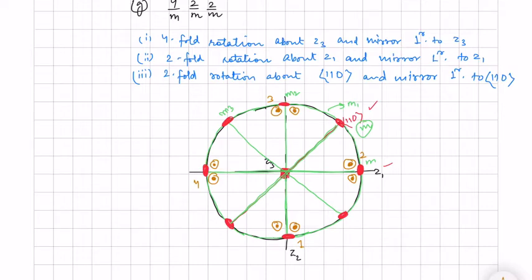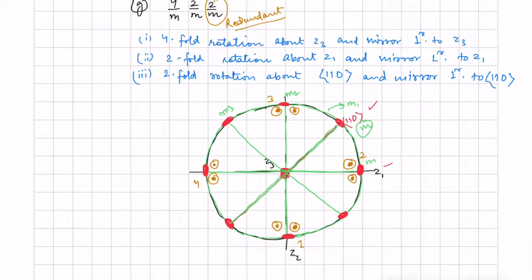Now, you see the rest of the mirrors and rotations are redundant. So, this is basically completely redundant because they add no more points. If you see, they are consistent with the other rotations as well as the other mirrors present here.